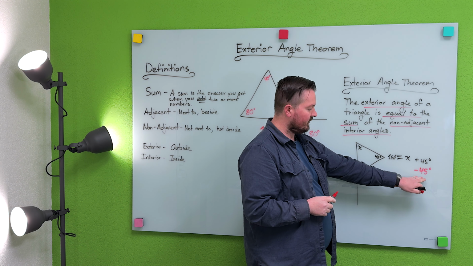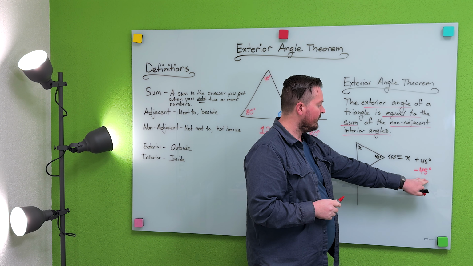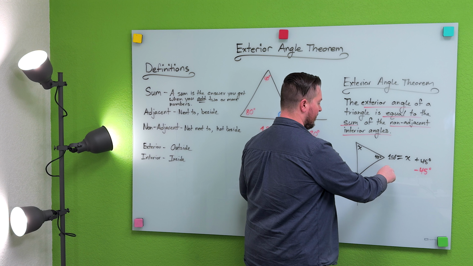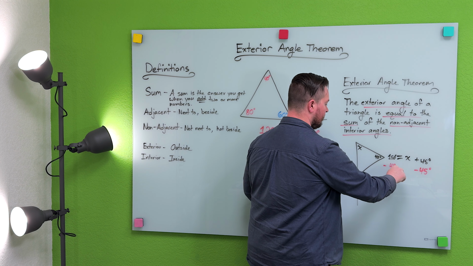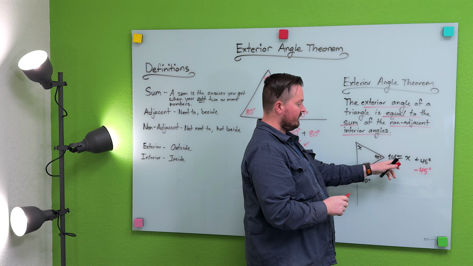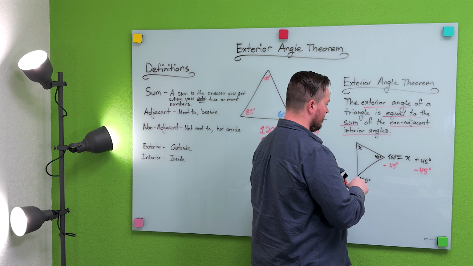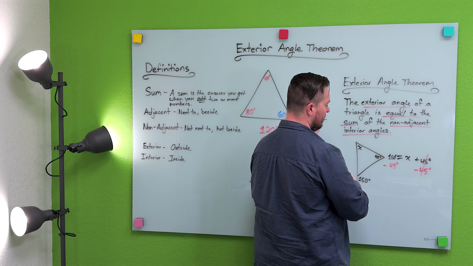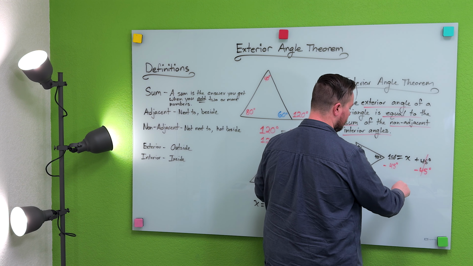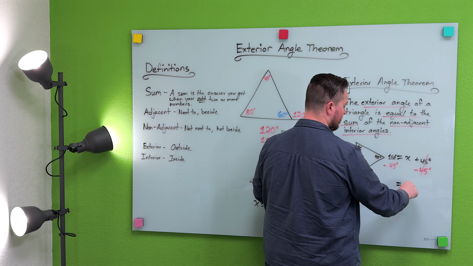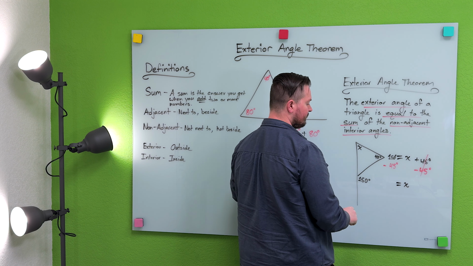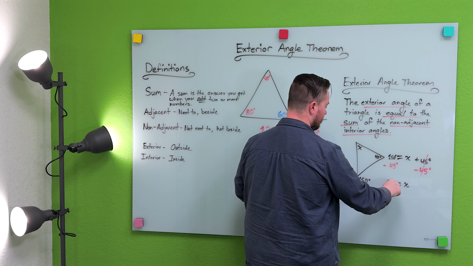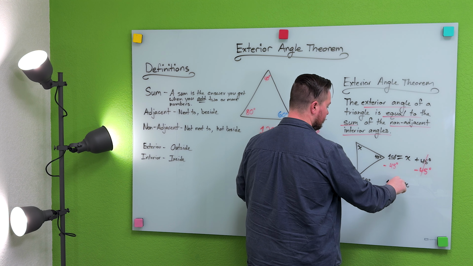But remember, if we subtract 45 degrees from the right side of the equation, we have to subtract 45 degrees from the left side of the equation. So we've chosen to subtract so that those will cancel. All that's left over on the right side of the equation is x, and what's left over on the left side of the equation is 105 degrees.